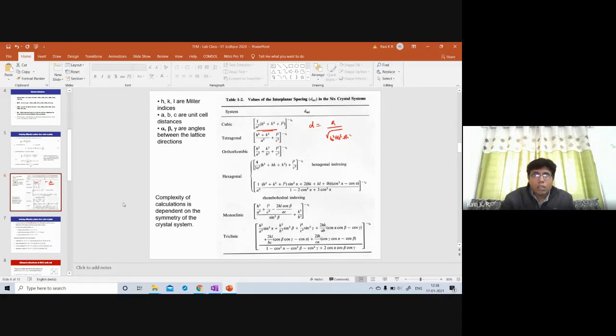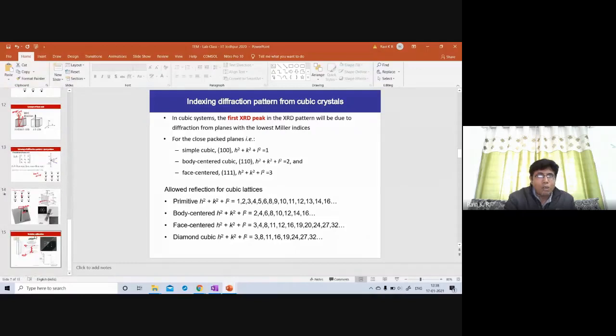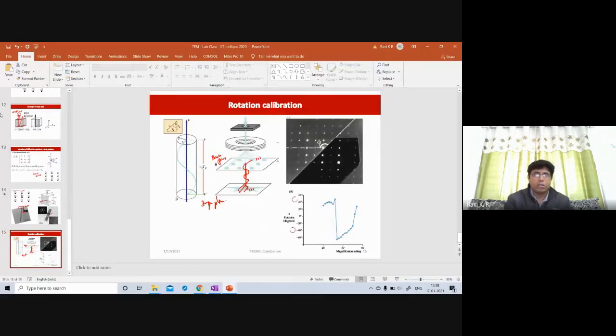Okay. So this is particularly the indexing of the pattern. You can try on your own a few systems, which I'll send you as an assignment, and then you will get an idea how to do that. So I'll stop here. If you have any question, you can ask.